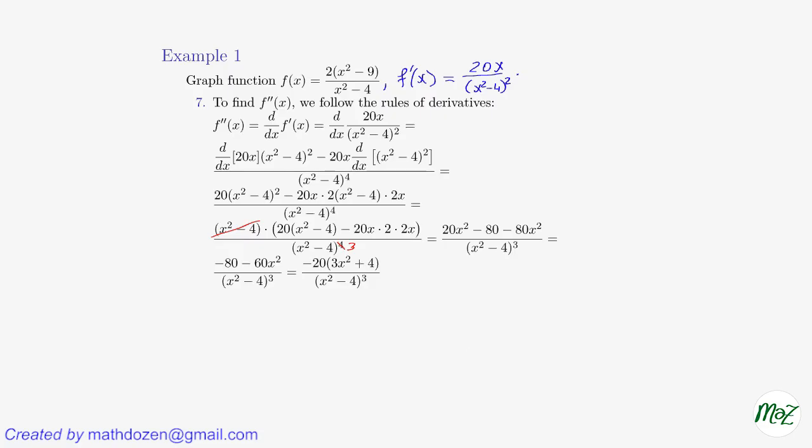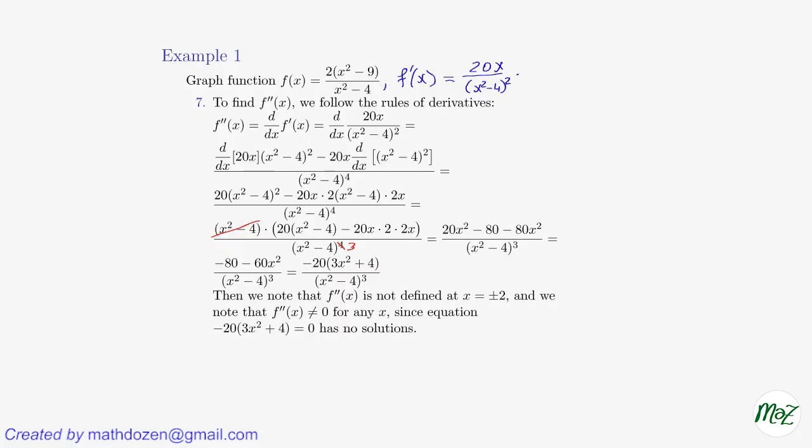second derivative. What we see is that the second derivative is not defined at exactly the same places as the first derivative and the original function were not defined. And the second derivative is actually never zero, because equation negative 20 times 3x squared plus 4 equals 0 has no solutions.